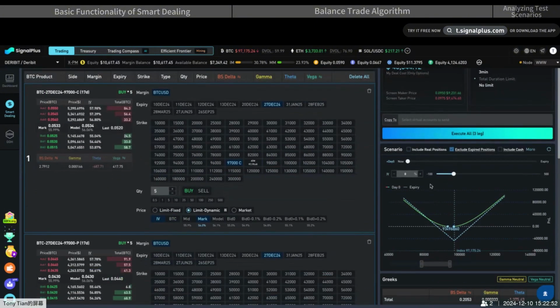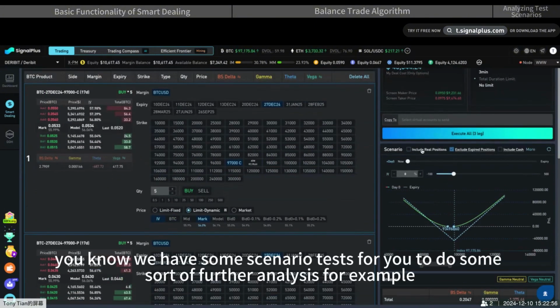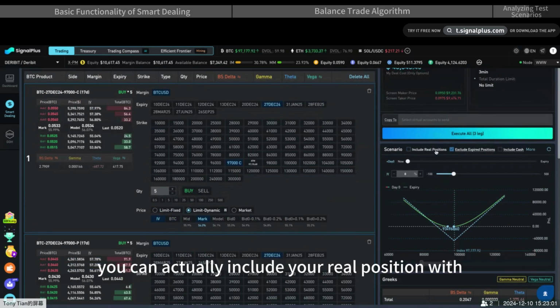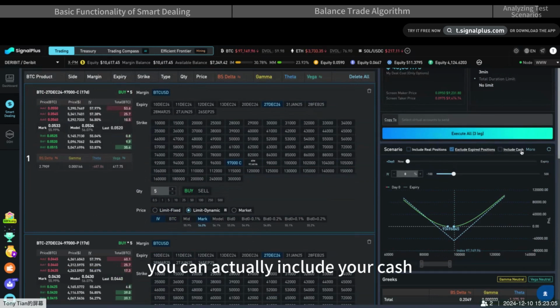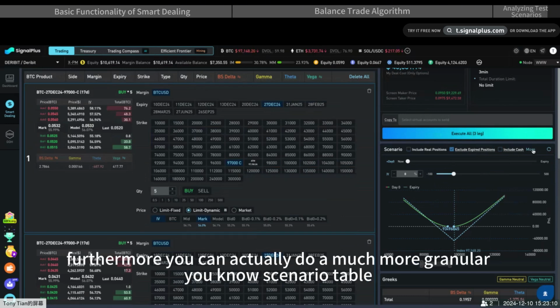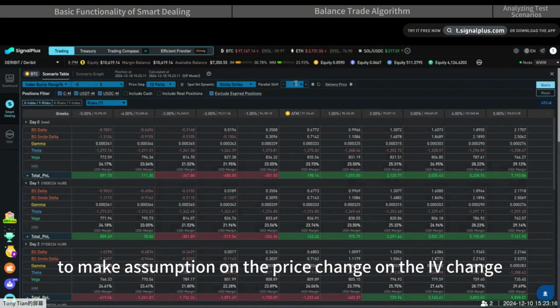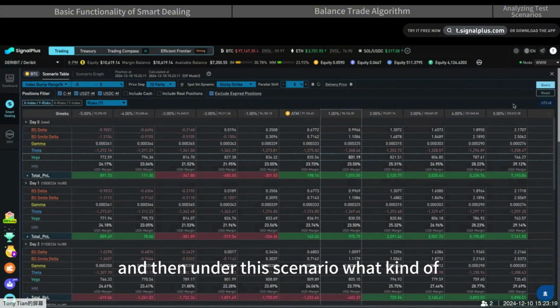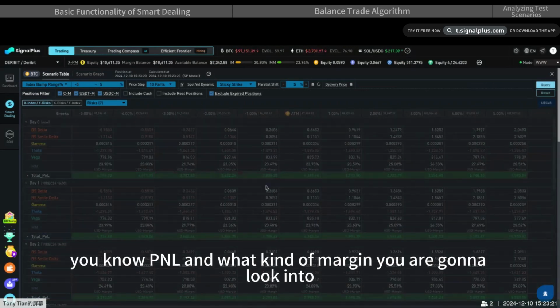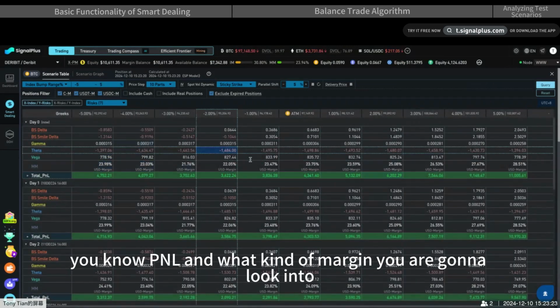In addition, we have some scenario tests for you to do further analysis. For example, you can include your real position, which is your existing position. You can include your cash, which is your spot position here. Furthermore, you can do a much more granular scenario table to make assumptions on the price change and the IV change, and then under this scenario, see what kind of P&L and what kind of margin you are going to look into.